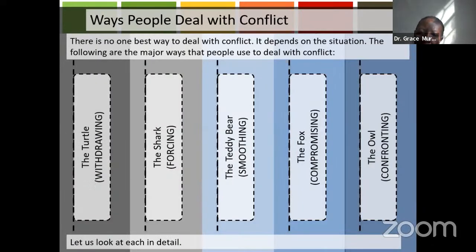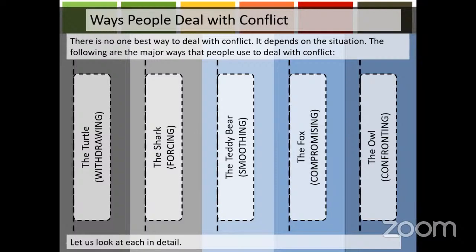Now, based on that, we've seen the different styles. When we use those different styles, we become this 1, 2, 3, 4, 5 kind of people. We either become a turtle, a shark, a teddy bear, a fox, or an owl. Now, what does a turtle do? You know a turtle? What is the main characteristic or feature of a turtle?